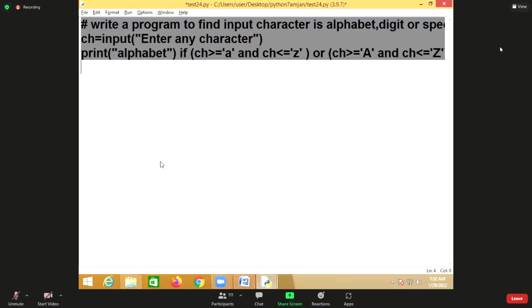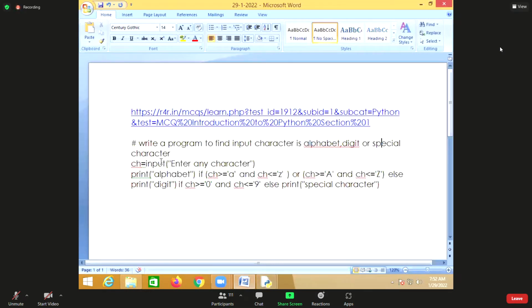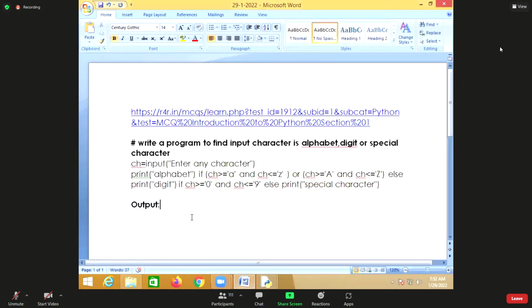But here we are trying to use nested conditional operators. Nested means we are trying to use more than one conditional operator. Using more than one conditional operator, you can call it nested here. Using more than one conditional operator is called nested.